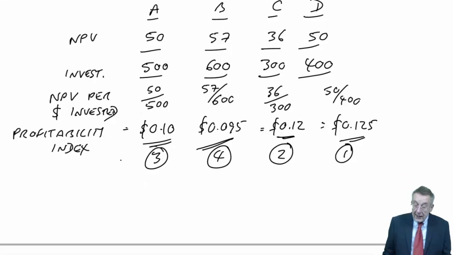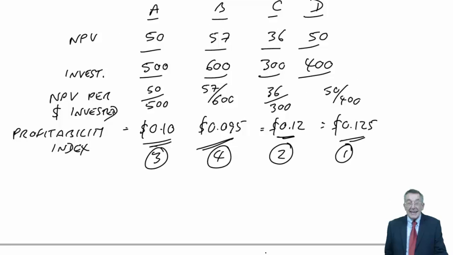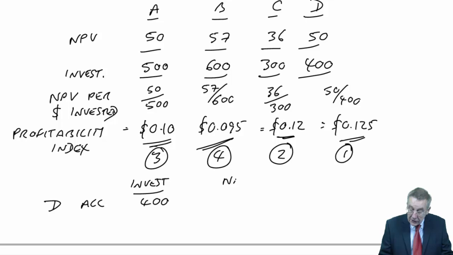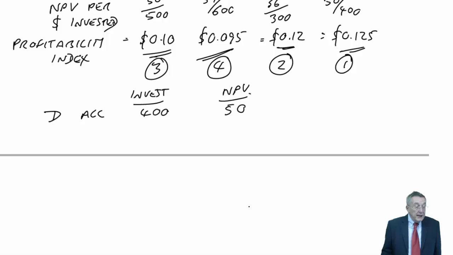Well, now we can decide how to invest our money. Remember, we have 1,600 available. D is the best, and so we'll invest as much as we can in D. But remember, we can't do more than 100%. So the maximum we can invest in D, we'll invest in all of it. The maximum we can invest, therefore, is 400. And the NPV we'll generate is 50. Well, we had 1,600 available, so we've still 1,200 left.